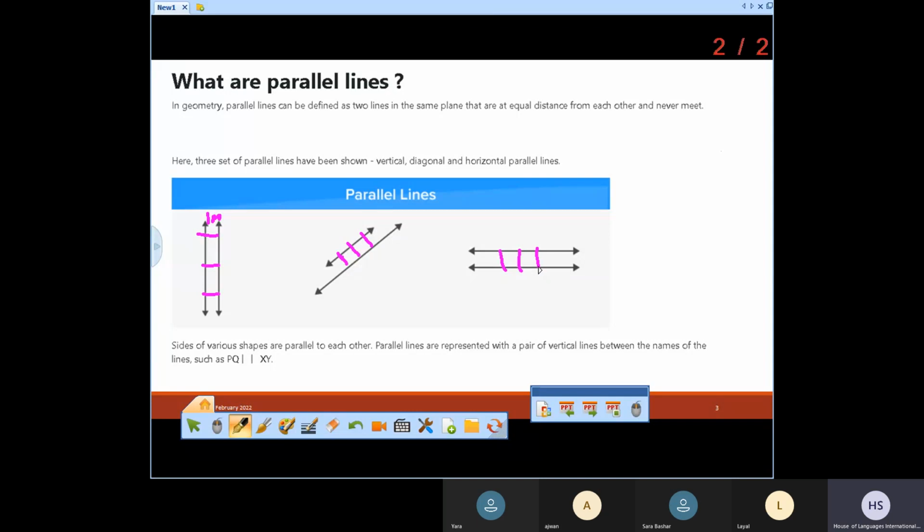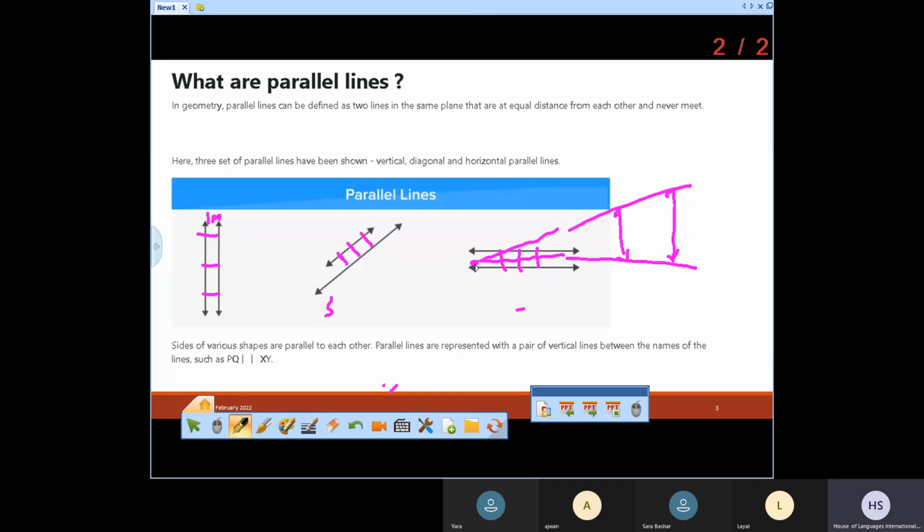What do I mean by it? If I have this one and this one, look at them. The distance here is not the same. If you continue now, they will intersect. So they are not parallel. This is what I mean by parallel lines.